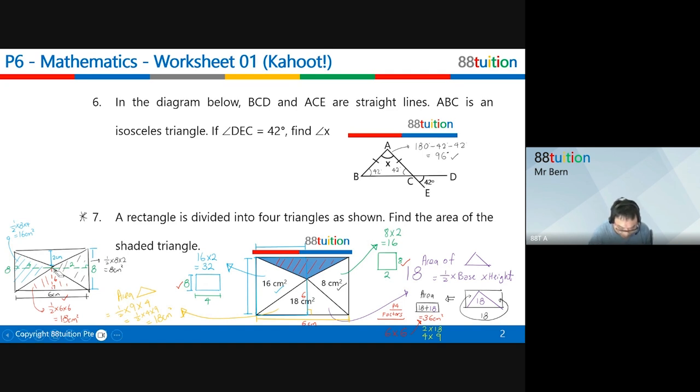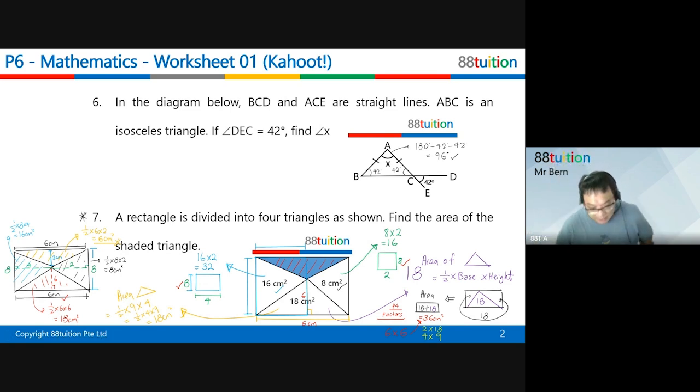6 plus 2 is 8. And the base is a 6. It never changes because the length of the triangle never changed. So how do you find the area of the shaded top portion? Can you see the numbers already? It's half times 6 times 2. The answer is equal to 6 cm squared. Bam.